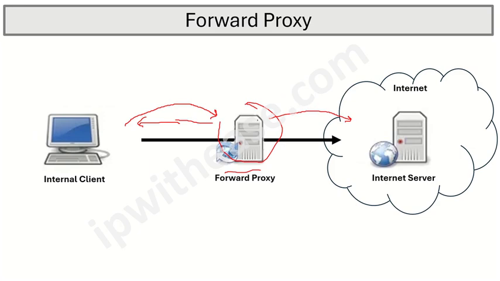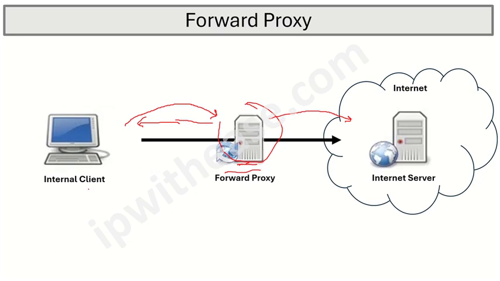That means the internal client is not exposed to the internet, and whatever the content type may be, such as pornographic or any type of content which should not be provided to the internal client, the forward proxy will block that. In fact, it will not share the client's IP address, so a malicious website cannot access the client. All this type of security posture is implemented by the forward proxy.